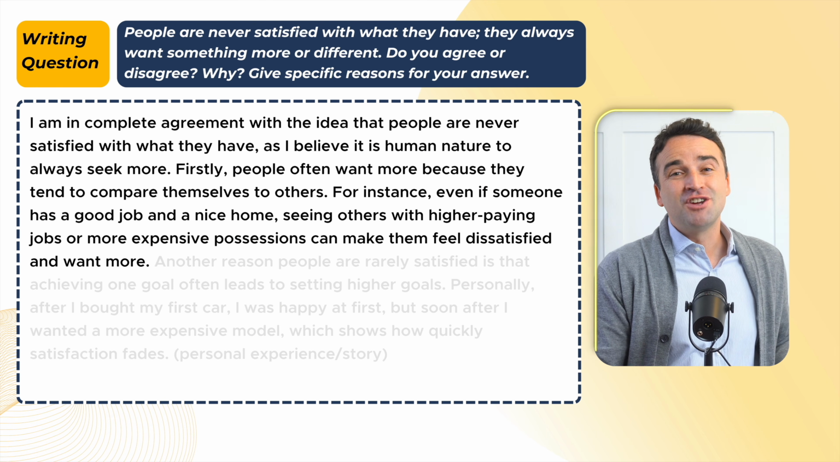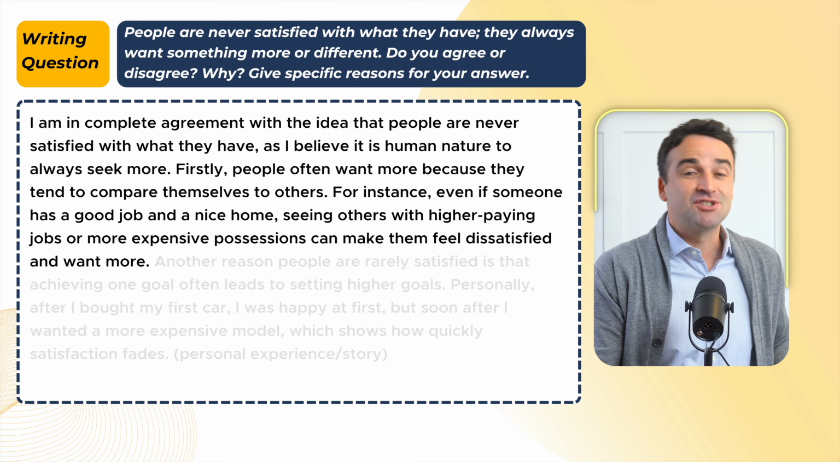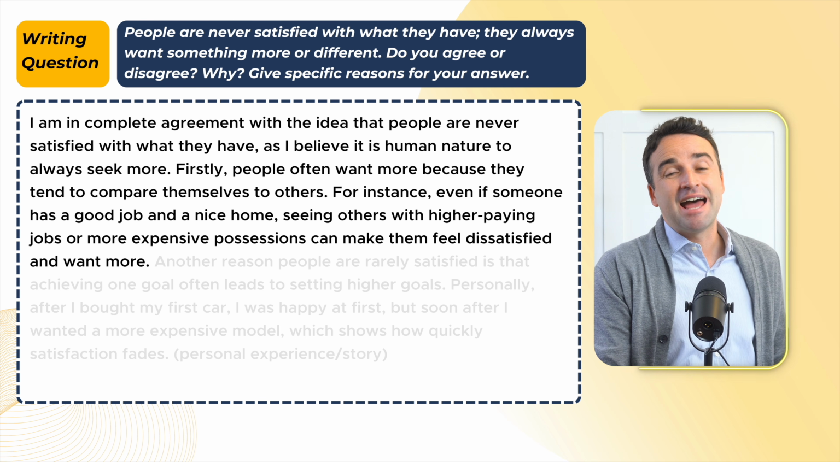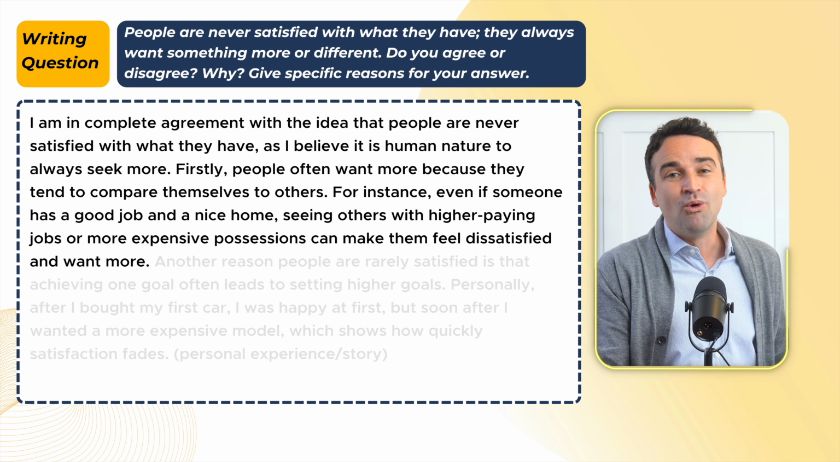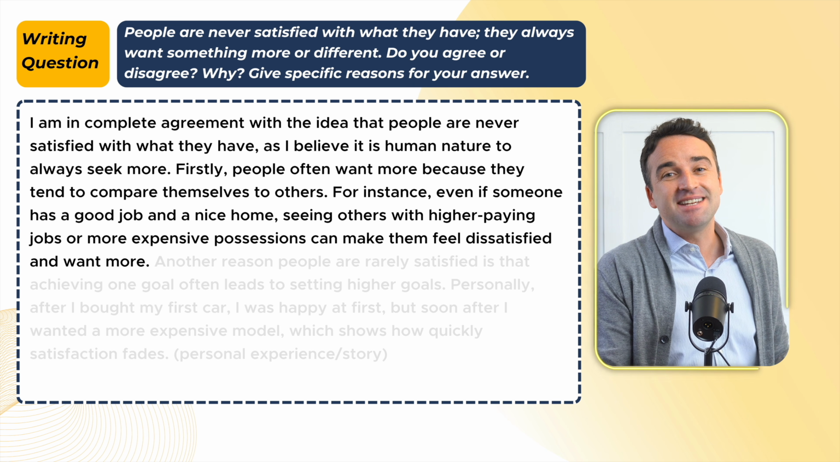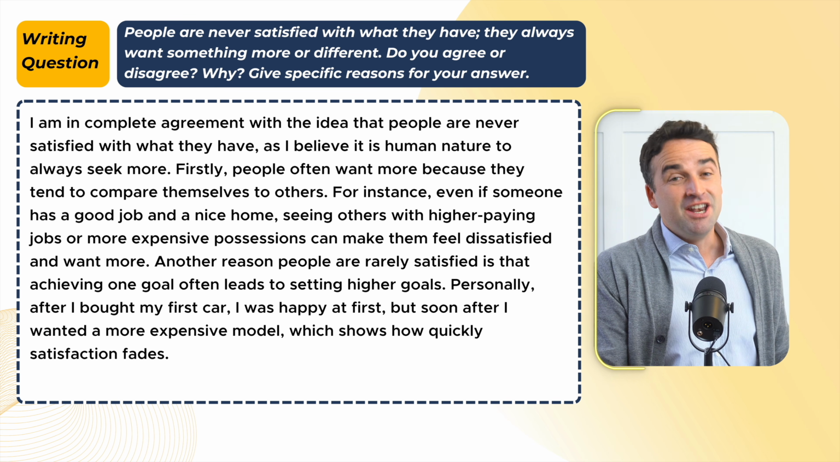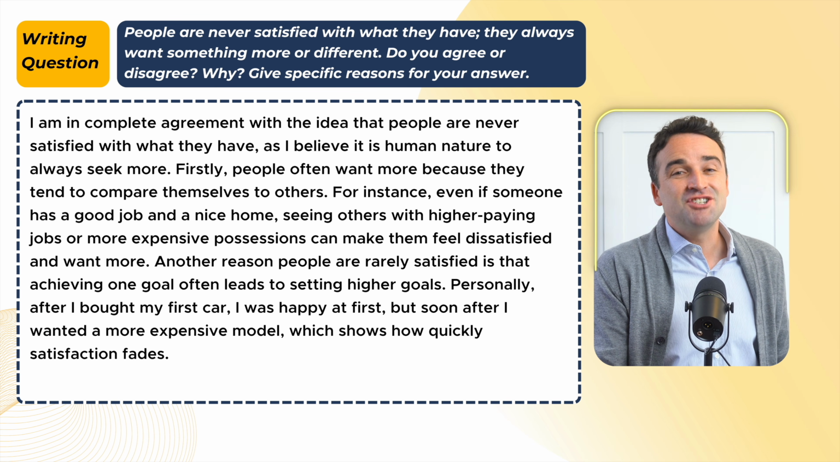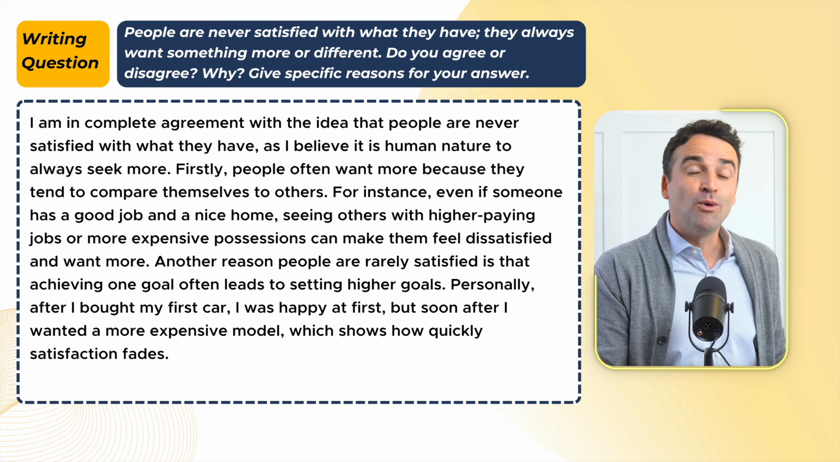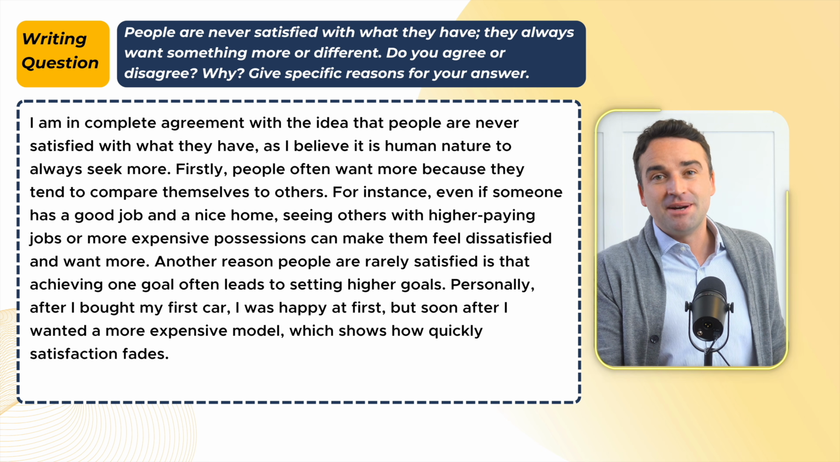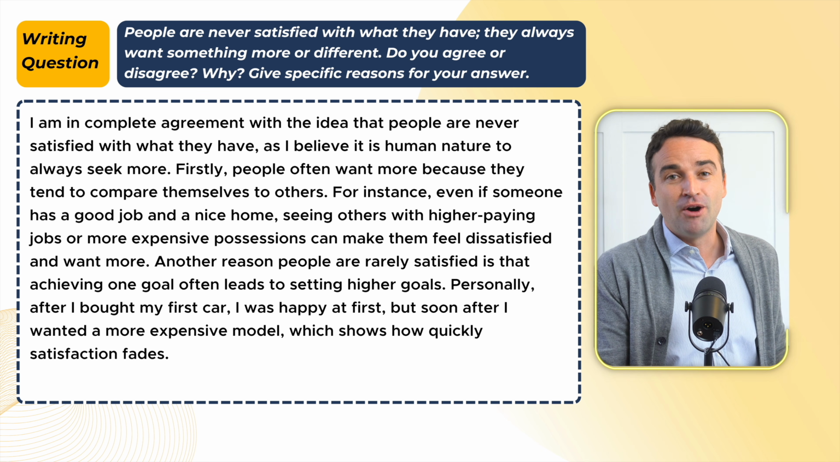Again, let's see these in a full sentence based on the earlier Duolingo test question. Firstly, people often want more because they tend to compare themselves to others. For instance, even if someone has a good job and a nice home, seeing others with higher paying jobs or more expensive possessions can make them feel dissatisfied and want more. Another reason people are rarely satisfied is that achieving one goal often leads to setting higher goals. Personally, after I bought my first car, I was happy at first, but soon after, I wanted a more expensive model, which shows how quickly satisfaction fades.